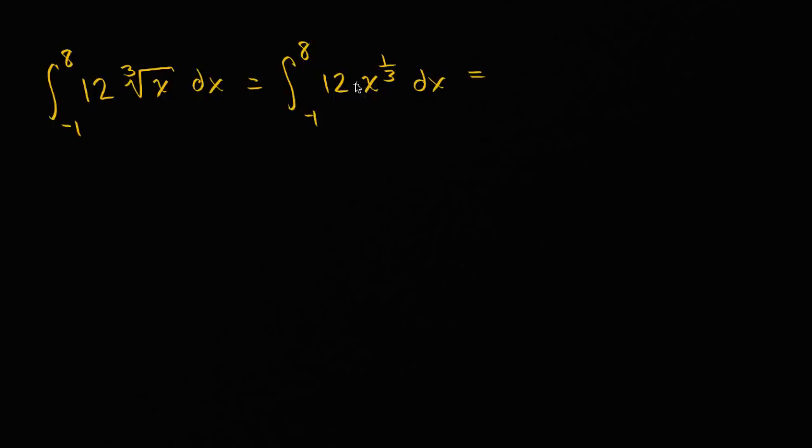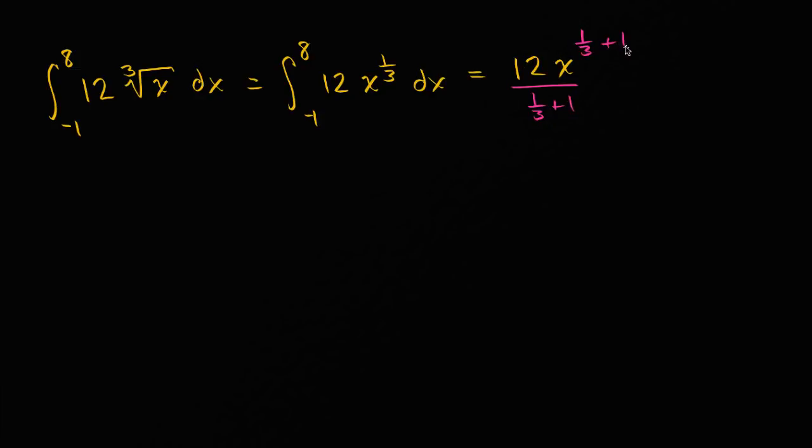You could view this as the power rule of integrals, or it's the reverse of the power rule for derivatives, where we increase this exponent by 1 and then we divide by that increased exponent. So this is going to be equal to 12 times x to the 1/3 plus 1. Let me do it in another color just so we can keep track of it. x to the 1/3 plus 1, and then we're going to divide by 1/3 plus 1.